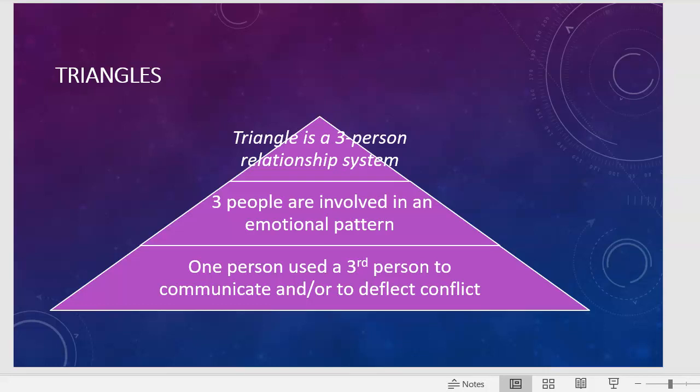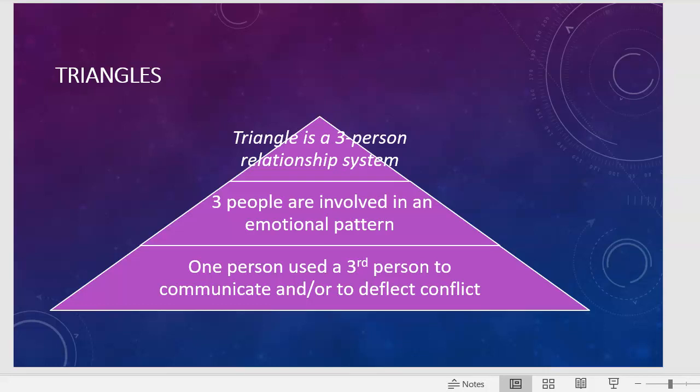So examples of triangulated relationships could be that there's conflict between the parents or the partners, and one of the partners forms a close relationship with the child as a way to deflect the conflict between the two adults, or uses the child to communicate feelings or verbal communication that the adult person cannot actually communicate to their partner.